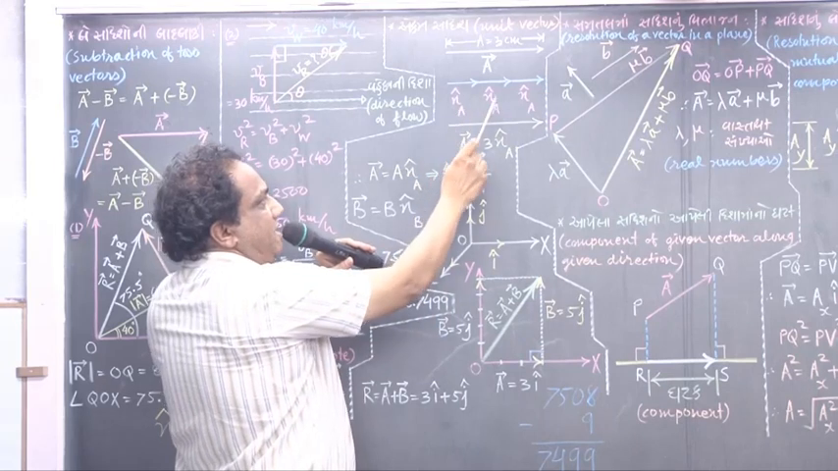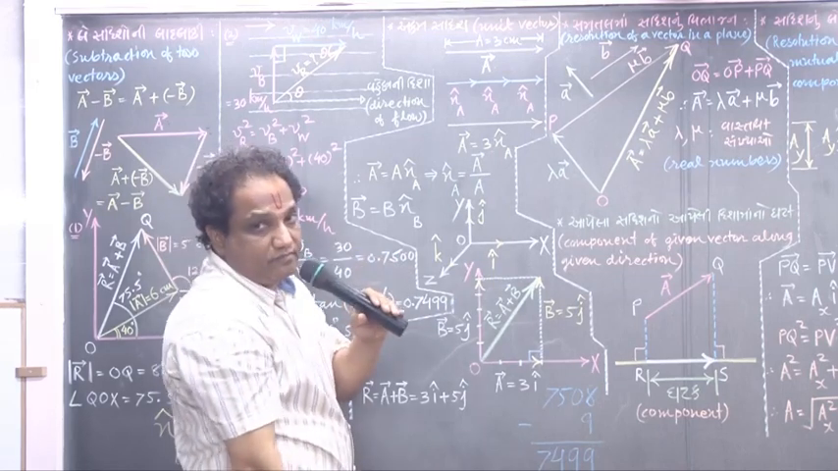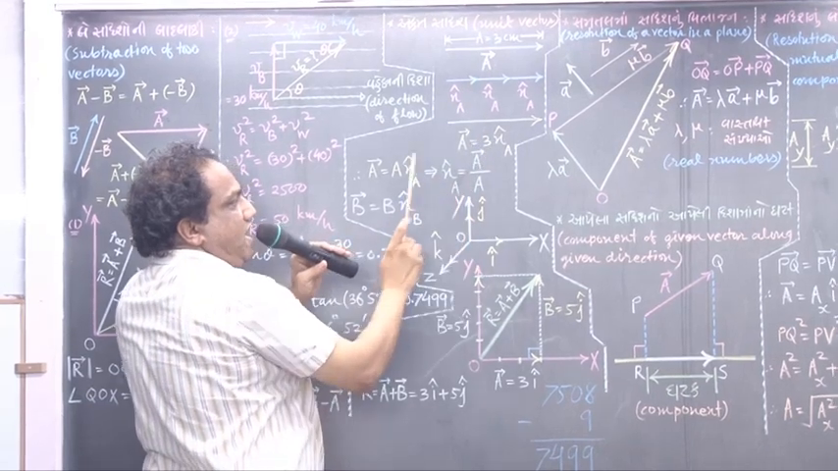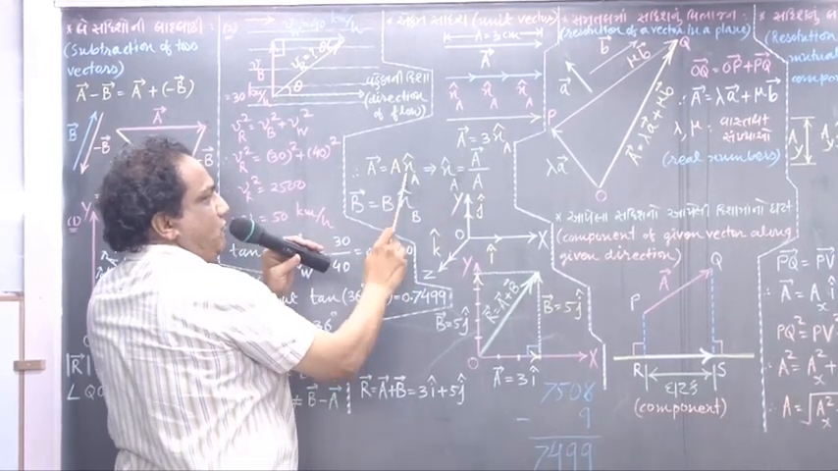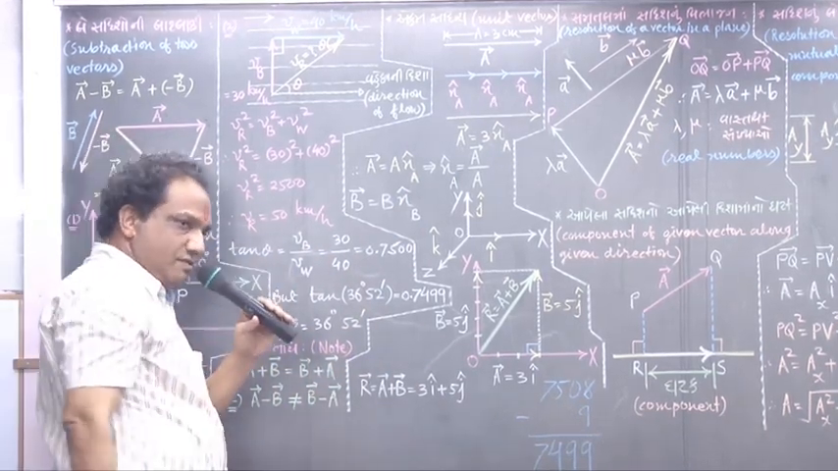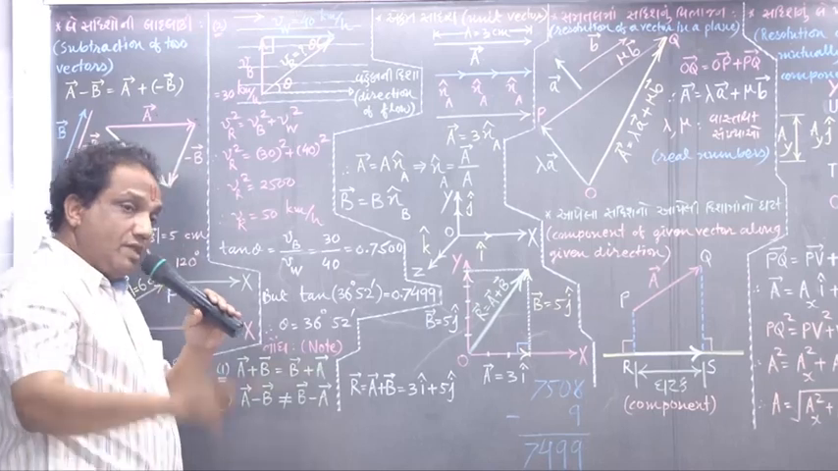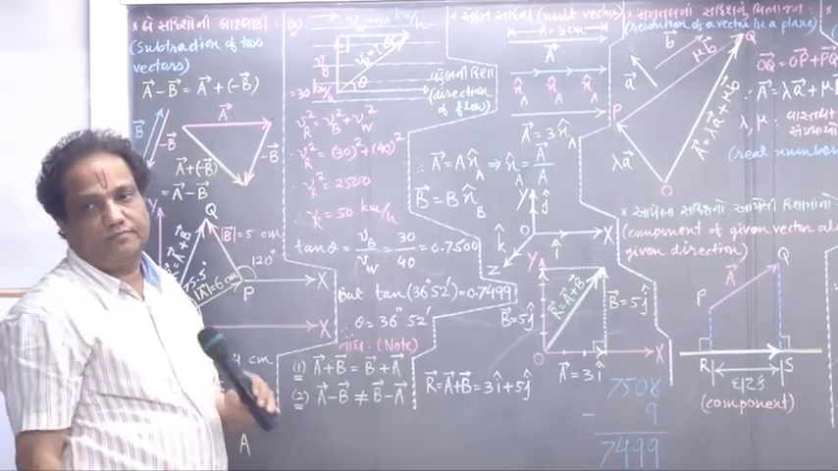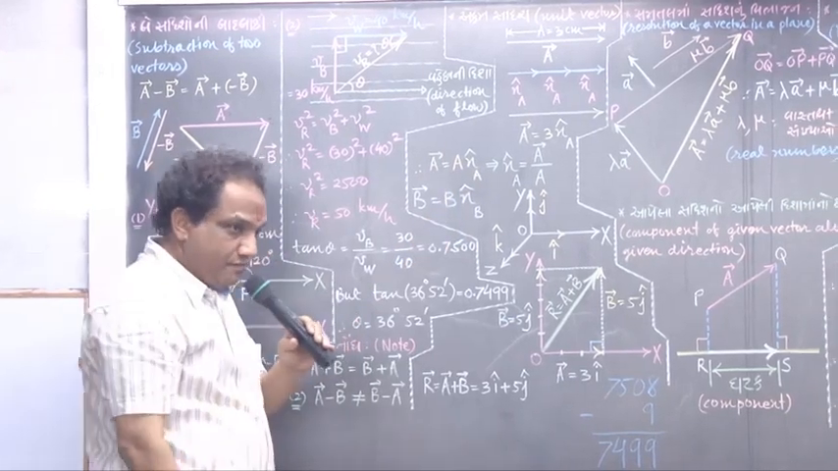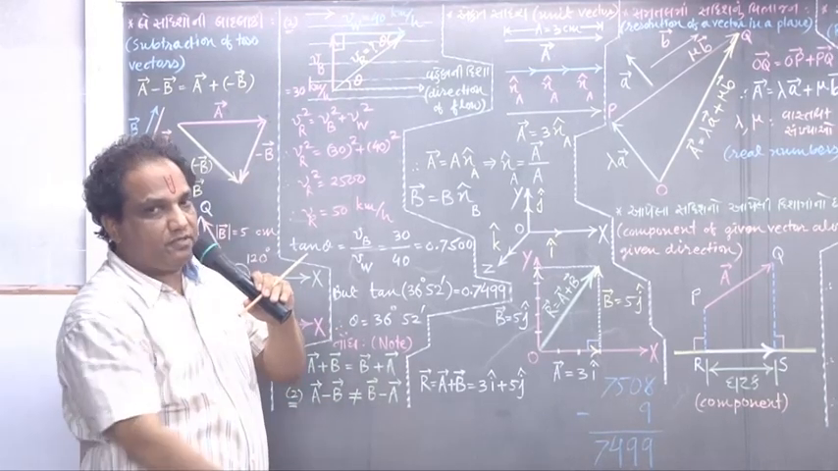So n-A hat plus n-A hat plus n-A hat, 3 times, so 3 into n-A hat. But what is 3? 3 is nothing but A. So vector A equals A into n-A hat. Thus any vector can always be expressed by a product of its magnitude and a unit vector chosen in the direction of that vector.